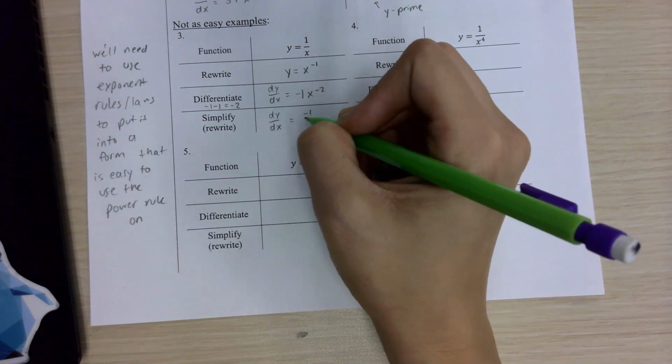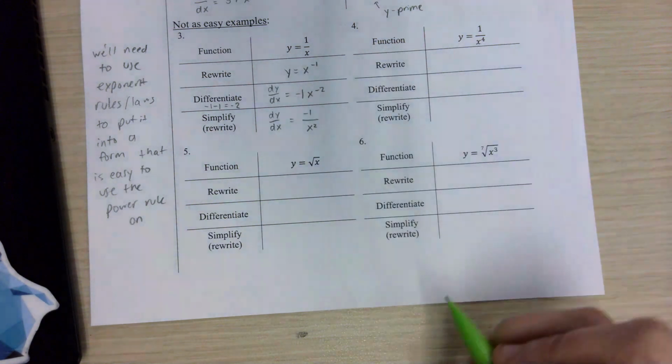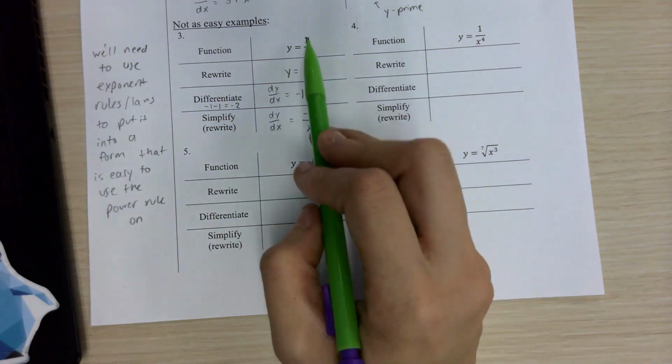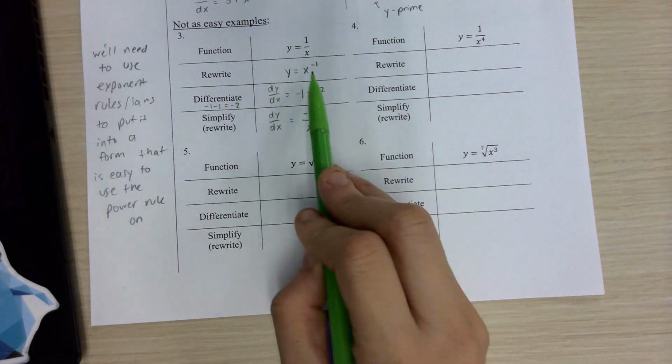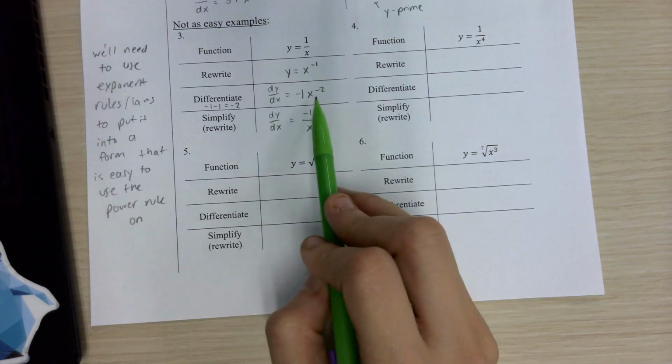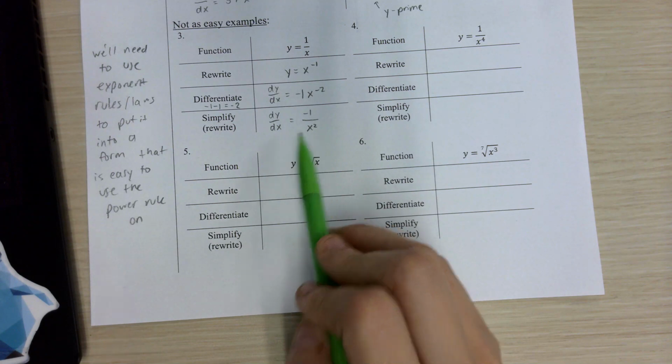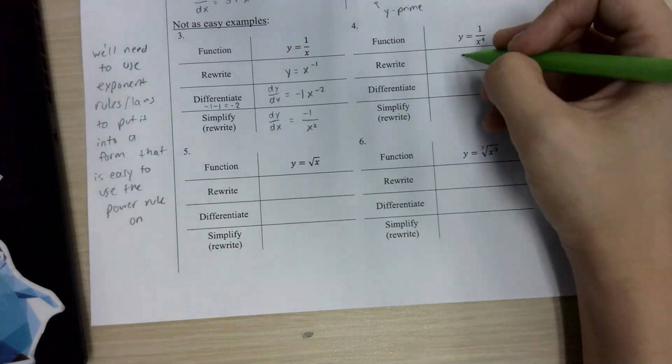We have a negative 1 on top, and then we have x squared on the bottom. So this is the form we got. We had to rewrite it to make it prettier, to make it easier to differentiate. We differentiated it, and now we put it back into our pretty form. Okay, right here, we have something similar.